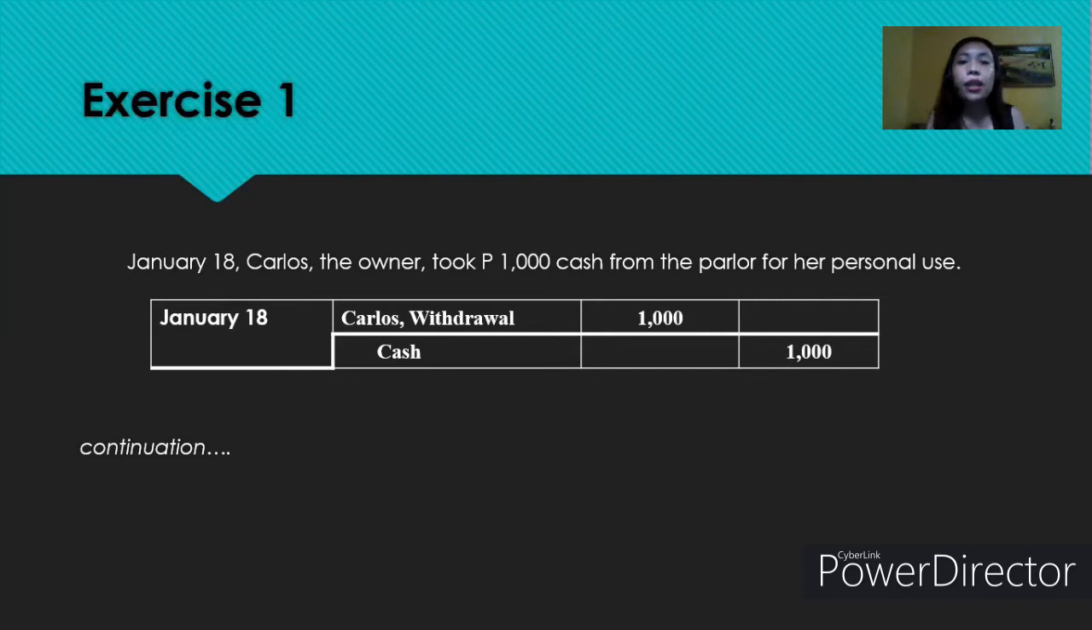Next, the cash. Since you withdrew 1,000 pesos in cash, then you have to lessen the cash. You're going to credit it, because there will be a withdrawal of cash worth 1,000 pesos.